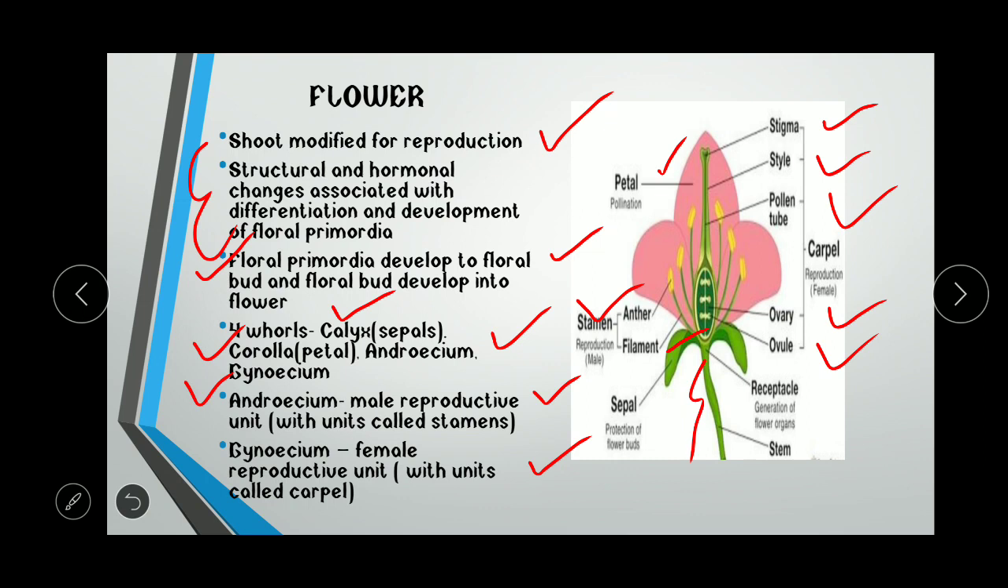So four whorls: calyx, corolla, androecium, gynoecium. Calyx and corolla are called accessory whorls because they are indirectly involved in reproduction. They do not have any direct role. However, androecium and gynoecium are called reproductive whorls because they are associated with reproduction directly.